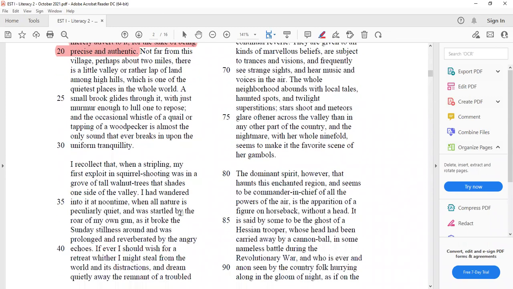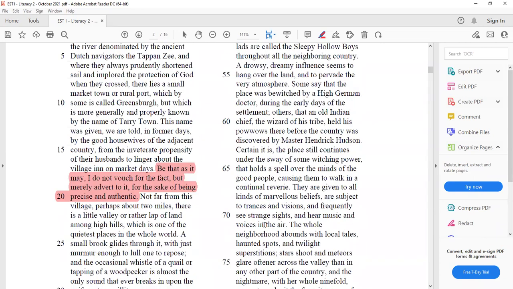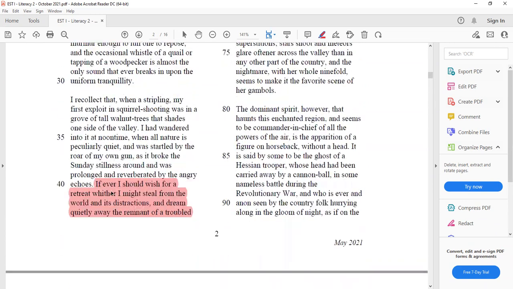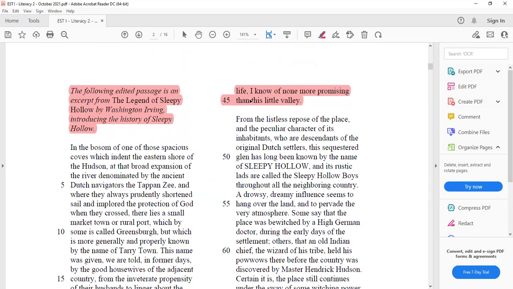Let's go to the third evidence from 40 to 45, from "If" till "valley," 45. Again, we find "I" talking about the narrator. He said, if ever I should wish for a retreat, whether I might, means a place that he can make private, I might steal from the world and its distraction, just to be away from the troubled world, and dream quietly away the remnant. Remnant means small part of a troubled life. I know of none more promising than this little valley.